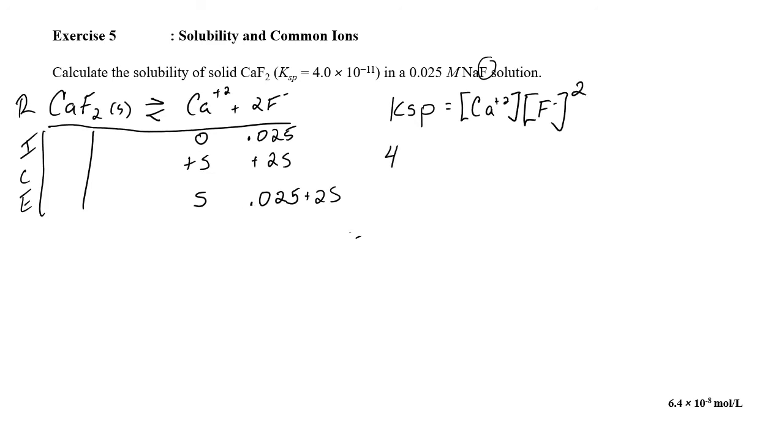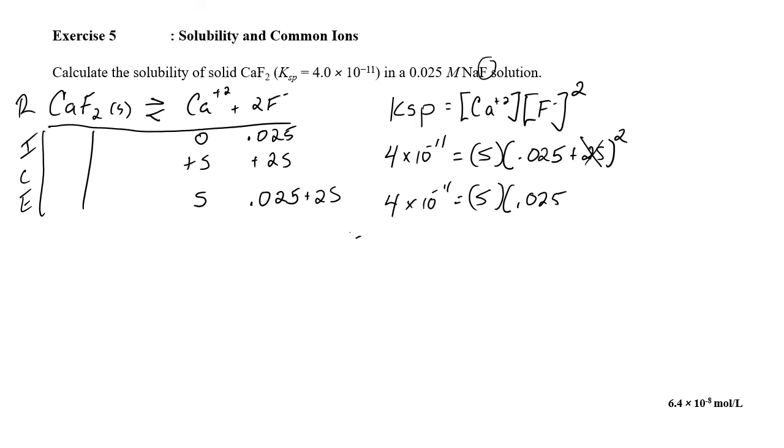Ksp is given: 4 times 10 to the negative 11 equals S, and then 0.025 plus 2S. Don't forget the exponent there. Because S is going to be small, we can assume that it is negligible. We use our simplifying approximation, and when we rewrite this, we get 4 times 10 to the negative 11 equals S times 0.025 squared. Now you can solve for S, and you get 6.4 times 10 to the negative 8 molar.